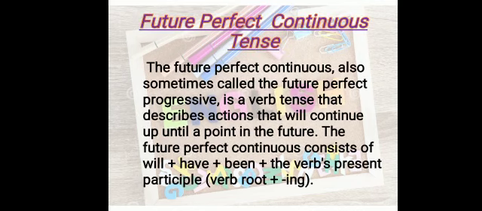What is future perfect continuous tense? The future perfect continuous tense, also sometimes called the future perfect progressive, is a verb tense that describes an action that will continue up until a point in the future. It consists of will plus have been plus the verb's present participle, that is, the first form of the verb with ing.